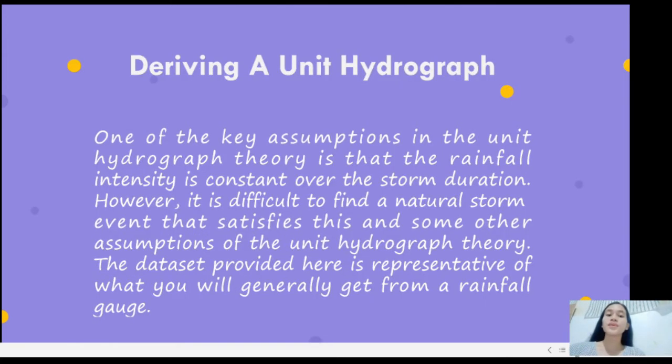Deriving a unit hydrograph. One of the key assumptions of the unit hydrograph theory is that the rainfall intensity is constant over the storm duration. However, it is difficult to find a natural storm event that satisfies this and some other assumptions of the unit hydrograph theory. The data set provided here is representative of what you will generally get from a rainfall gauge.